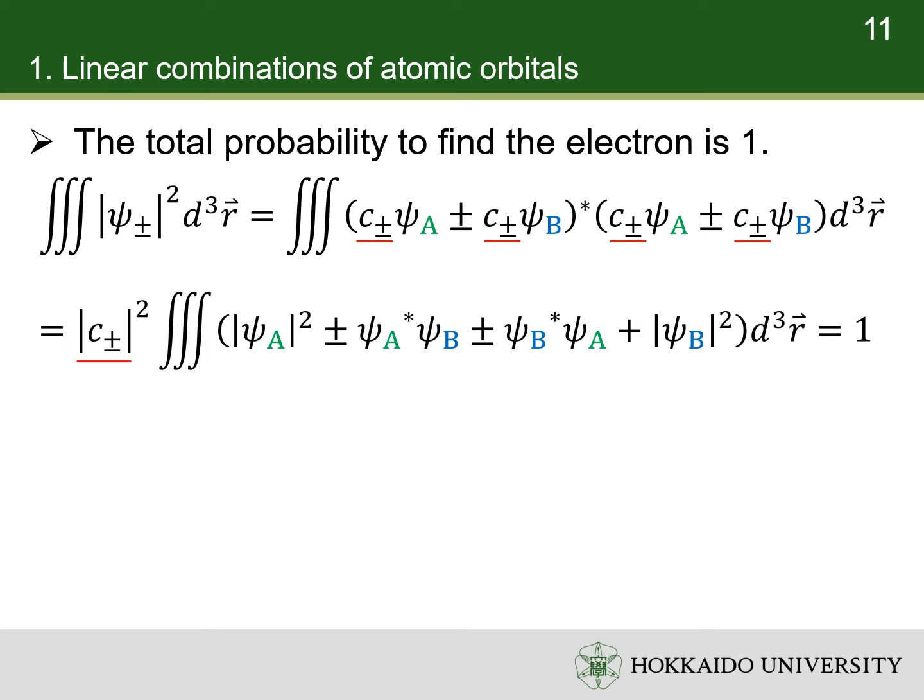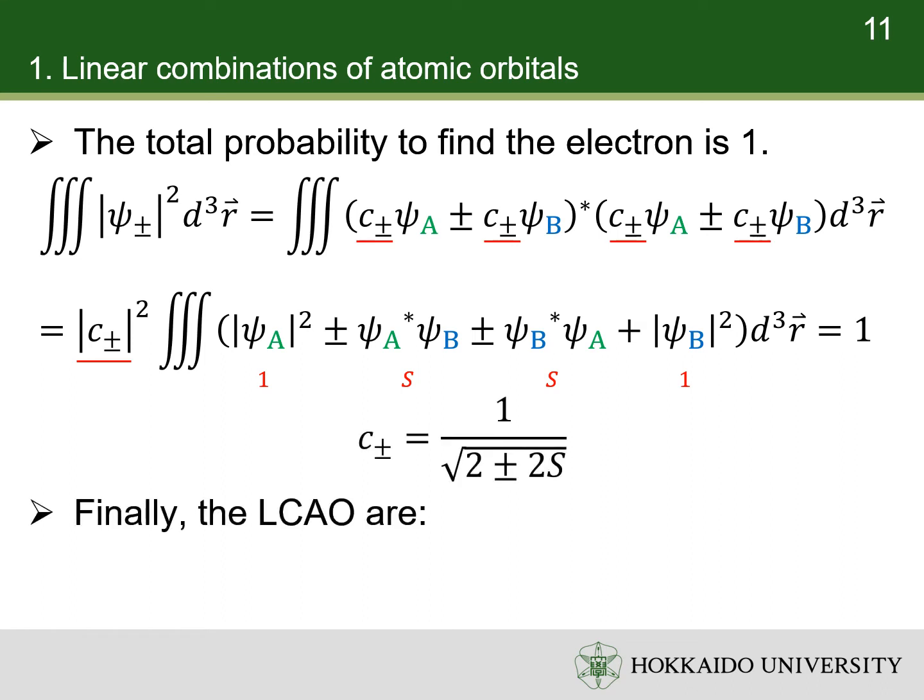There are 4 integrals. 2 of them are the normalizations of atomic orbitals. The other 2 are the overlap integrals. So, we can express C plus minus with the overlap integral. The final linear combinations of atomic orbitals are shown below.